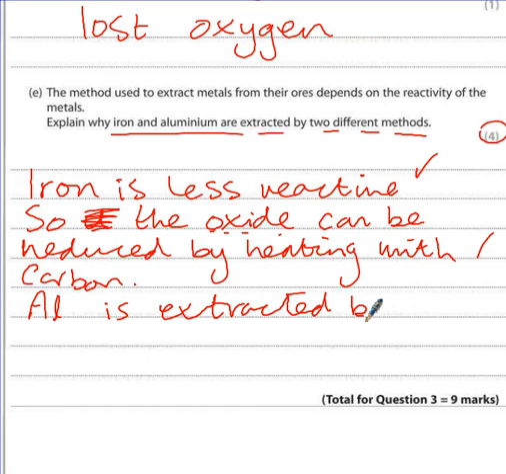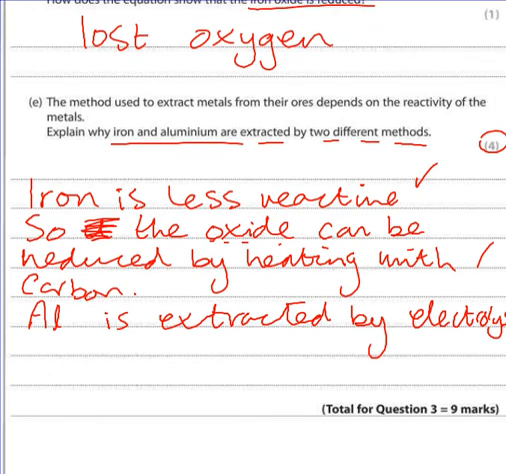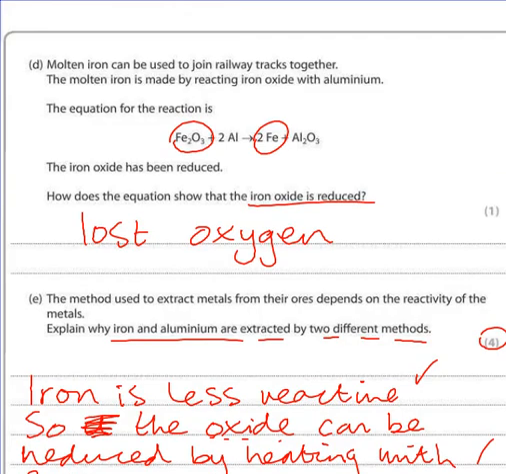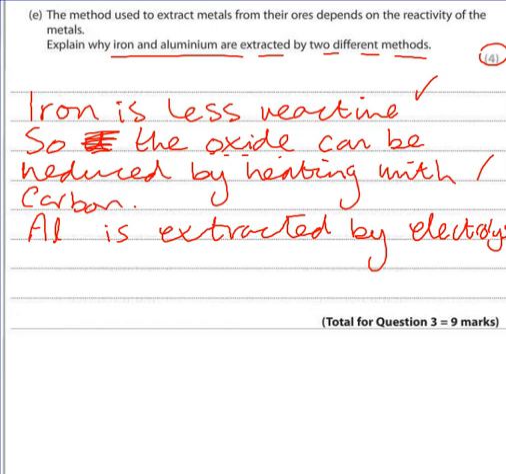Aluminium is more reactive and is extracted by electrolysis. So just let me check the mark scheme on this one. What's the 4th mark for? We're still on question 3, part D. So iron is extracted by heating with carbon. Got that. Iron is less reactive than carbon. Got that. Aluminium extracted by electrolysis. Got that.